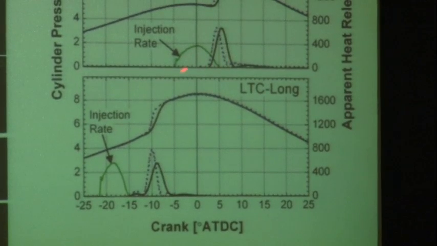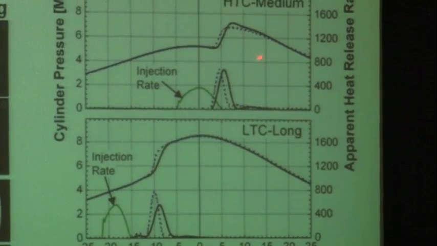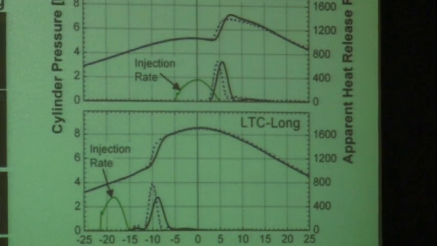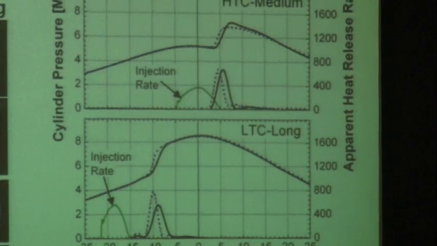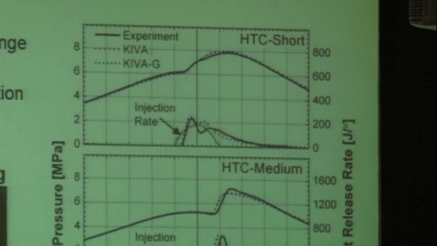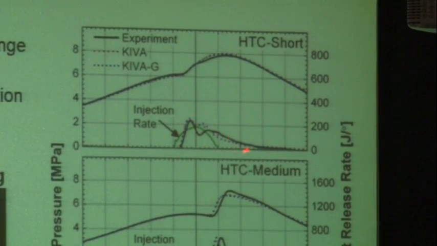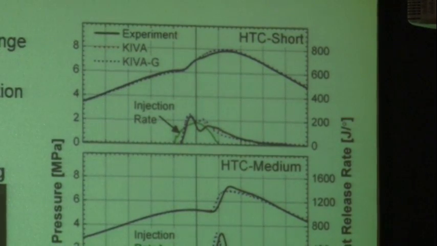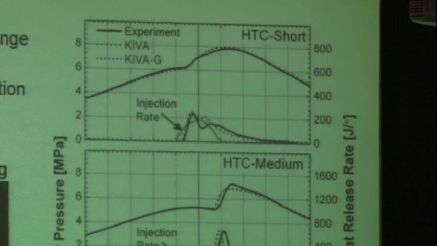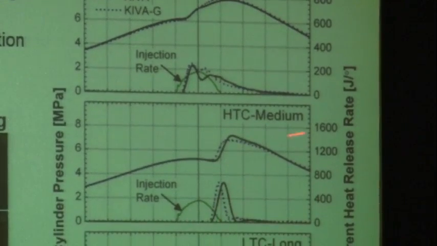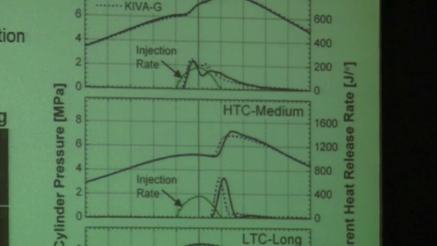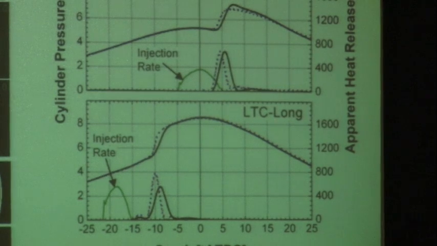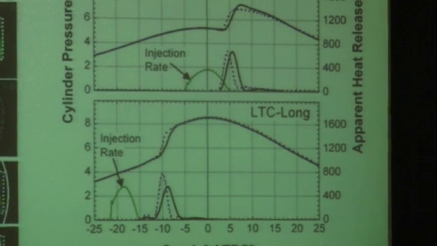And you'll notice here the injection is just ending and ignition takes place, whereas here there's a delay between the end of injection and start of combustion. And here you have injection going on during the combustion. You can see from the heat release curve here that basically we have a diesel type premix burn followed by a diffusion burn. And that seems to disappear here as we go to the medium ignition delay case, and there's very little evidence of a premix burn in the case of the low temperature combustion.